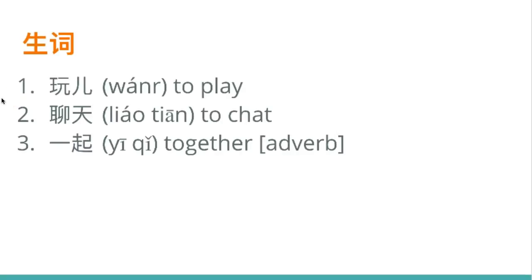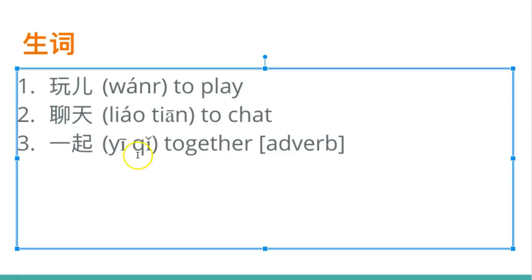第一，玩；二，聊天；三，一起。But remember, because of the tone sandhi rule, the 一 here will turn into a fourth tone. It goes into a fourth tone before all tones except second tone. So 一起, and that's a together adverb. All right, so let's take this one by one.